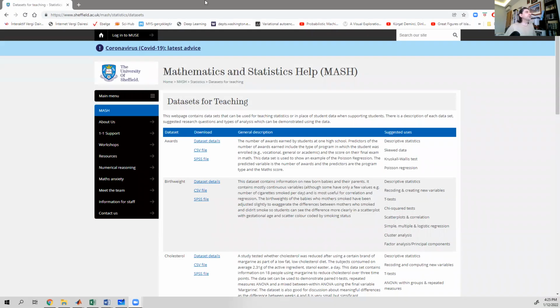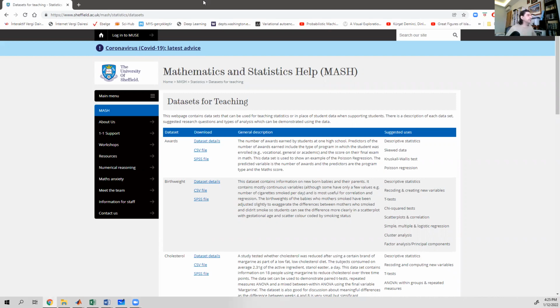Hello everyone, I would like to talk about your project, your final project. First of all, let me show you where you are going to get your data from. All right, let's see. It's going to be on this site, thanks to University of Sheffield.